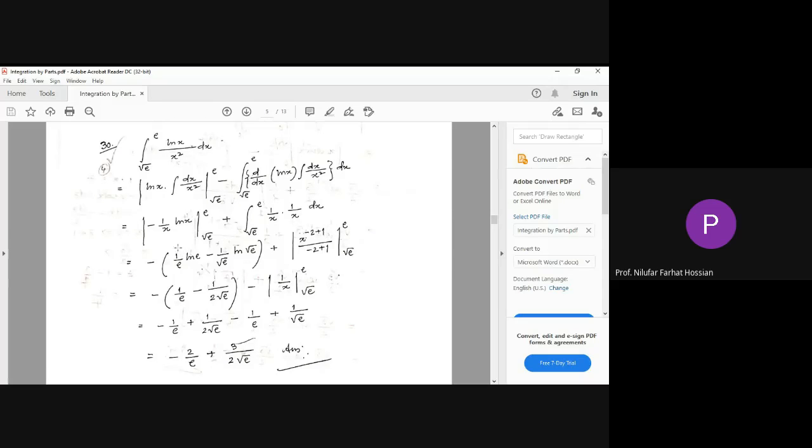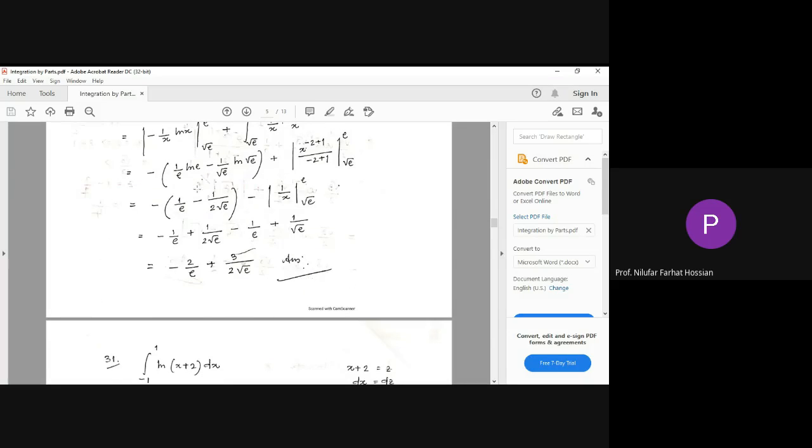Now you put down here the limits. So you can put this minus sign outside. At first you put the upper limit. So 1 over e into ln of e, and then use the lower limit. So it will be 1 by root over e into ln of root over e. And here this minus 2 plus 1 gives you minus 1. So minus 1 will be here. And it means 1 over x, root over e to e. So here 1 by e, ln of e is 1, so 1 over e, and here it will be what?